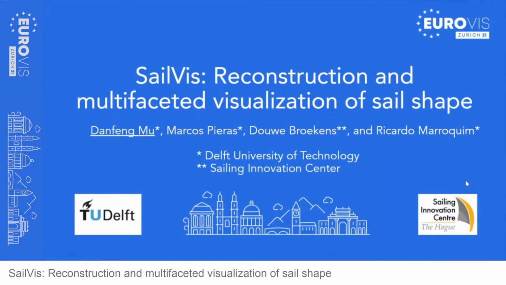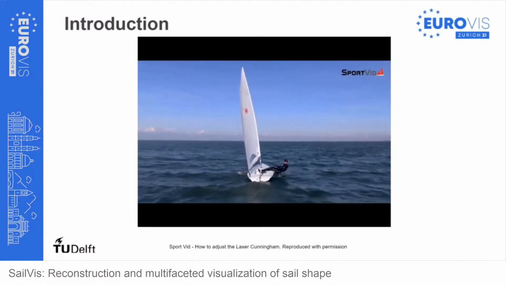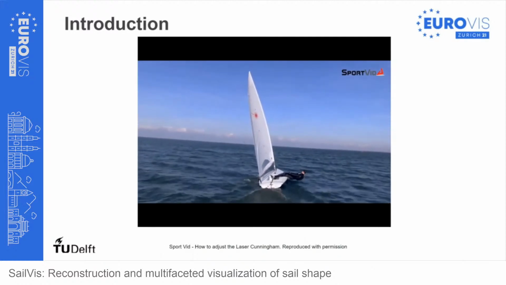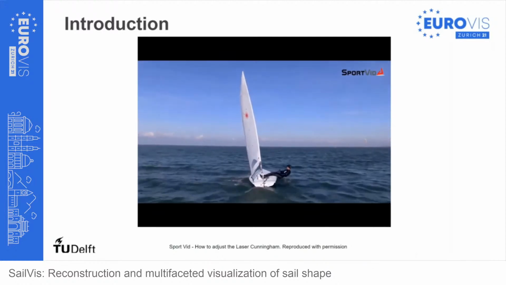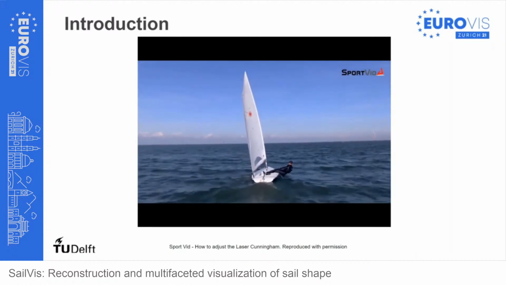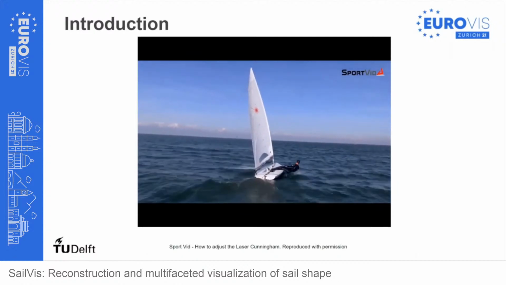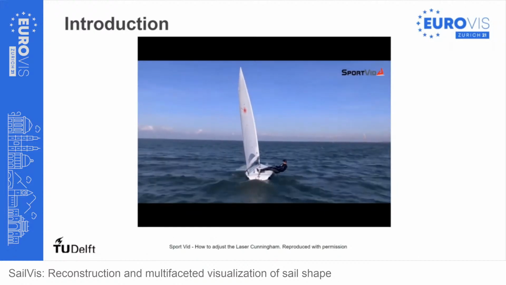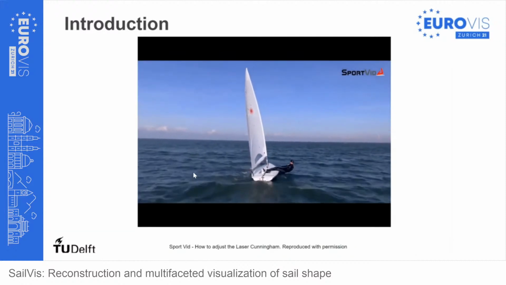Today I'm going to present you SailVis, Reconstruction and Multifaceted Visualization of Sail Shape. The main driving force of a sailboat is its sail. When set to an appropriate sail shape, it generates a lift force that makes the boat advance. However, different wind and sea conditions imply different settings to make the boat go faster. Small differences in the sail shape may result in winning or losing a regatta. Hence, it is of high interest to find out the optimal relation between the sail shape and weather conditions.